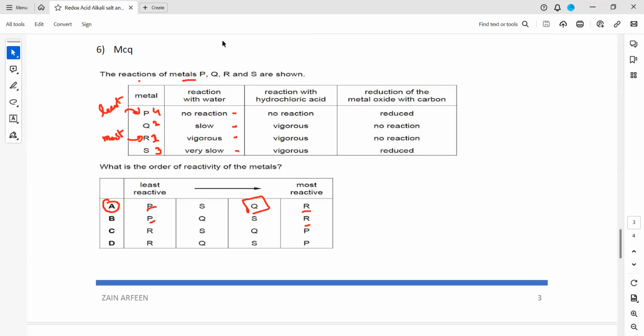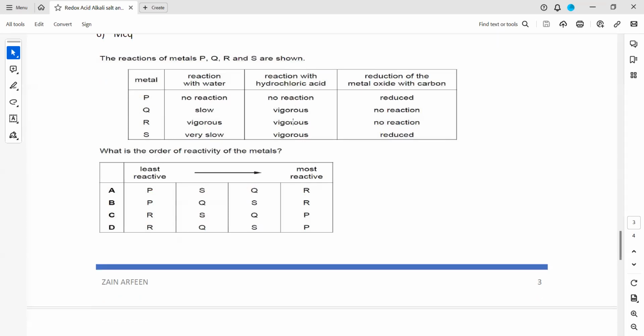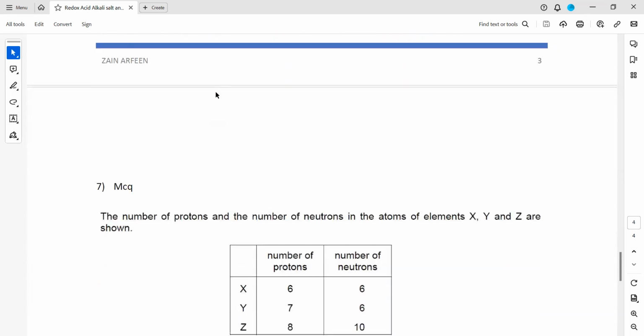We don't have to check all of them. If we check the first column, we can just sort out the reactivity, and it will give the same order. Here it's vigorous, vigorous, so it's difficult to identify, but here it's no reaction, no reaction. So the first column itself gives you the order of the reactivity.